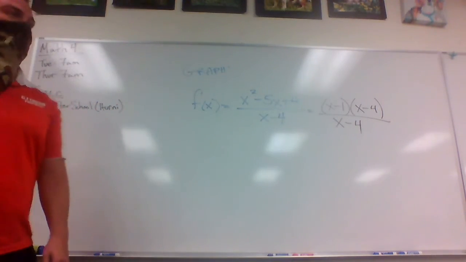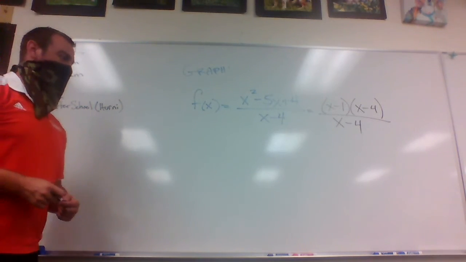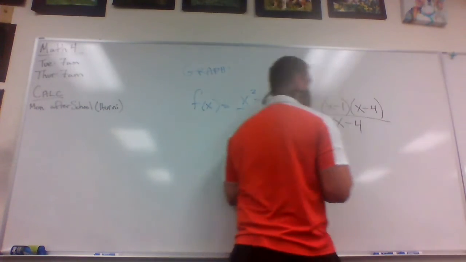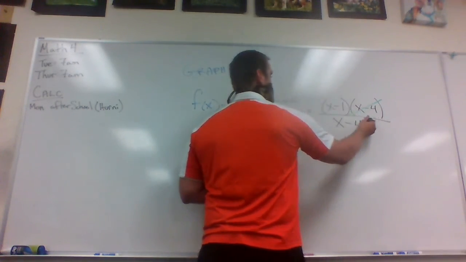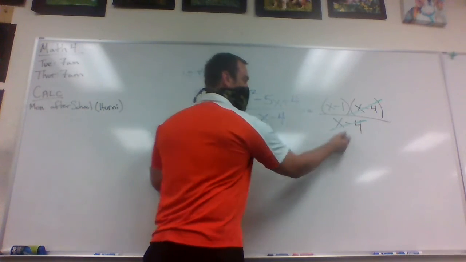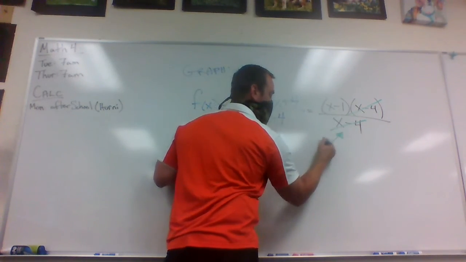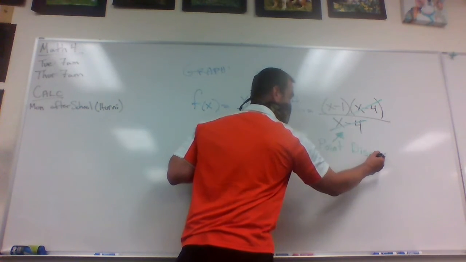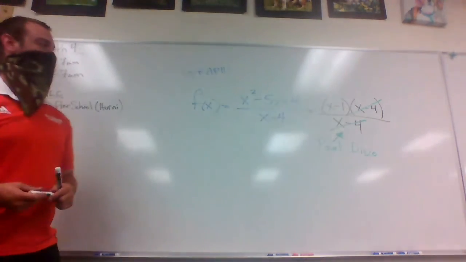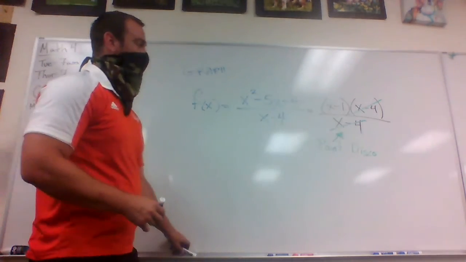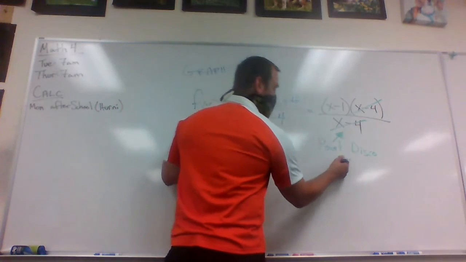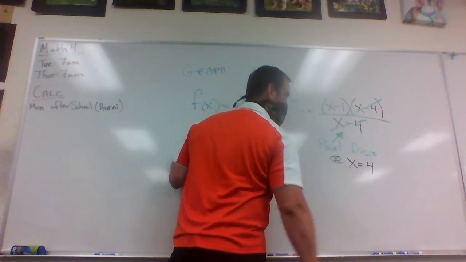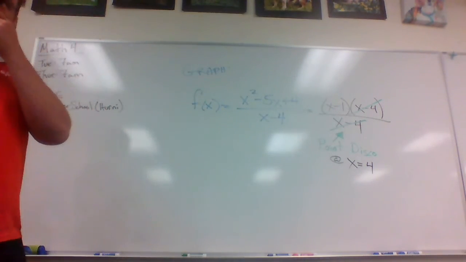Alex, what happens here? Cancel. What cancels? X minus 4. Do you guys remember what that means for us? It's a point discontinuity, or what we like to call them, point discos. So this is going to be a point disco at x equals what? X equals 4. You guys all right with that?